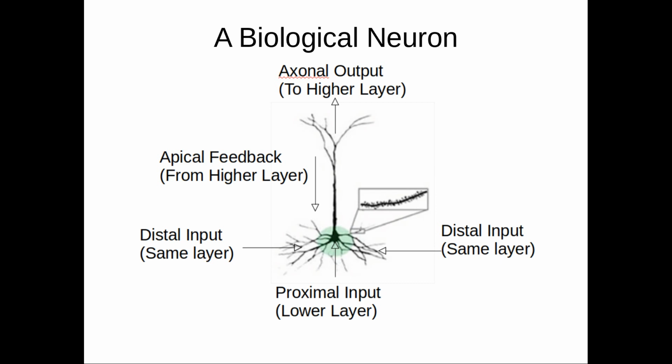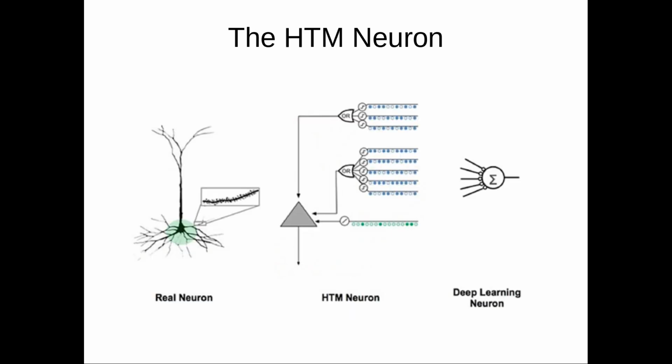So to return to our different models here, now that we understand the real neuron a little bit better, we look at the deep learning neuron and see there's definitely some similarities. There's this concept of proximal input arriving from a lower layer that comes into this soma-like thing where it's integrated and then sends a signal up the axon. But wait, where is the distal input? It's not there. So a deep learning neuron is literally missing at least 90% of what a real neuron is doing. The HTM neuron does a little bit better here.